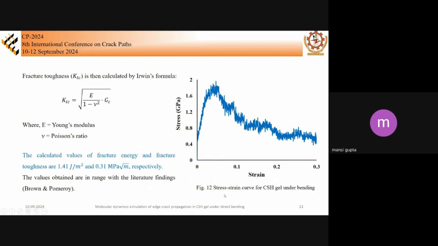The stress strain curve for CSH gel under bending is shown in figure 12. The spikes in the stress strain curve are due to the continuous bonding and debonding of atoms at the molecular level. The calculated values of fracture energy and fracture toughness are 1.41 joule per meter square and 0.31 MPa root meter respectively. These values are in range with the literature findings.